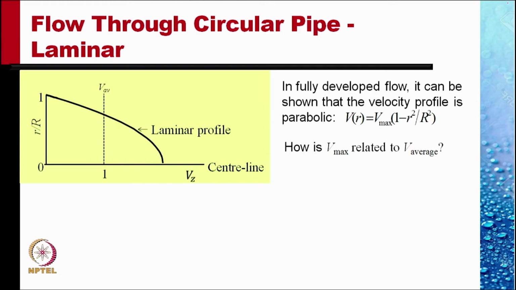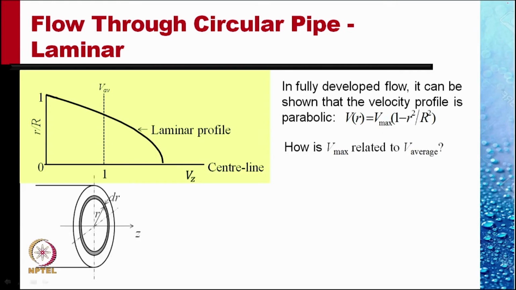V max is the velocity at the center line of the tube where it is maximum. How is V max related to V average? To calculate V average, we need to find out what is the flow that is taking place across the whole section of the tube and divide that by the area of the tube, and that will give you the average velocity.